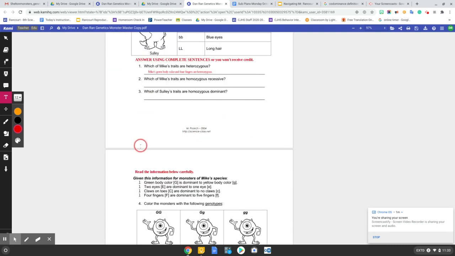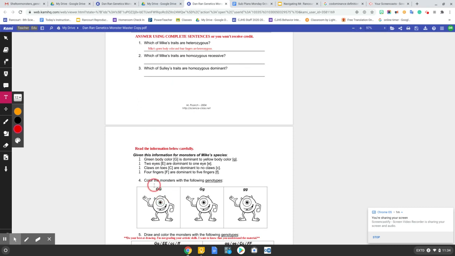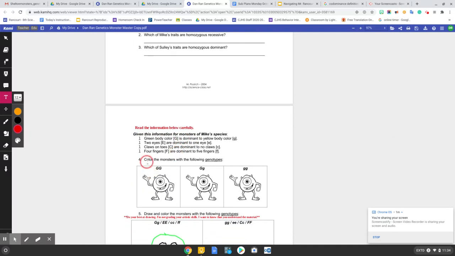Then, on step 4, well, before you do step 4, you need to read the information below carefully. It's going to tell you what traits are dominant, what traits are recessive. Read this and then read it again. And then for number 4, you're going to color the monsters the appropriate color. And you're probably like, well, what color do I color him? Read this information right here, look at the genotypes, and color them.